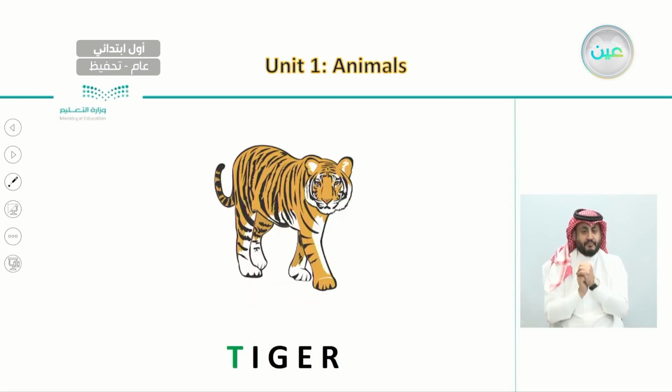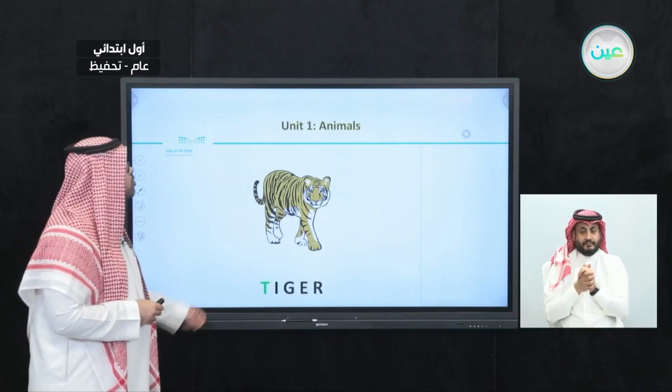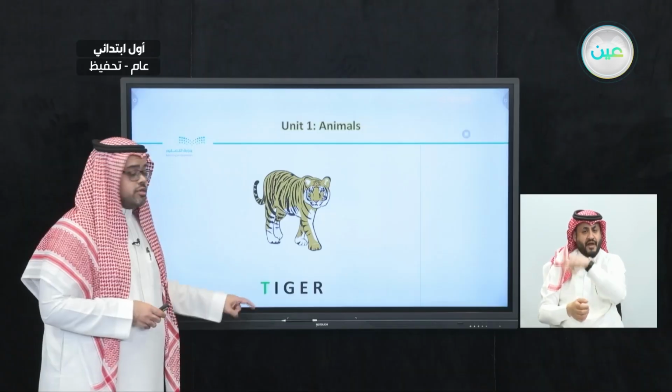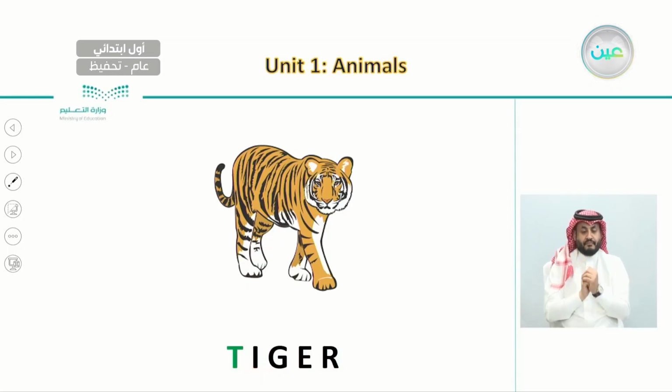The second one is a picture of an animal, as you can see here. And what do we call this animal? Let's listen to what we call this animal, and I would like you to say it after me. So, we call this animal tiger. Tiger. Say after me. Tiger. Tiger. Very good. So, tiger here starts with the letter T. Tiger. Very good. This is about the second picture.